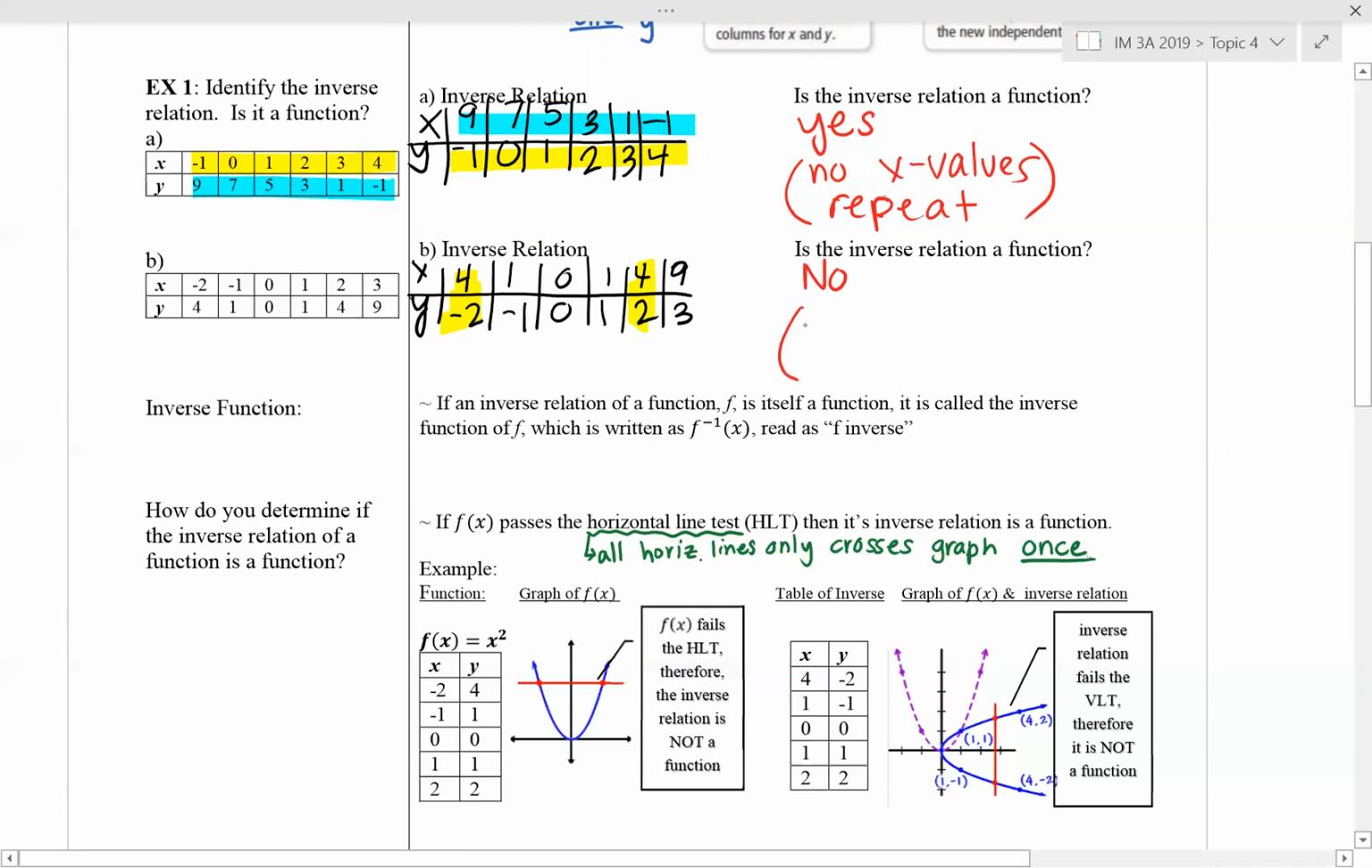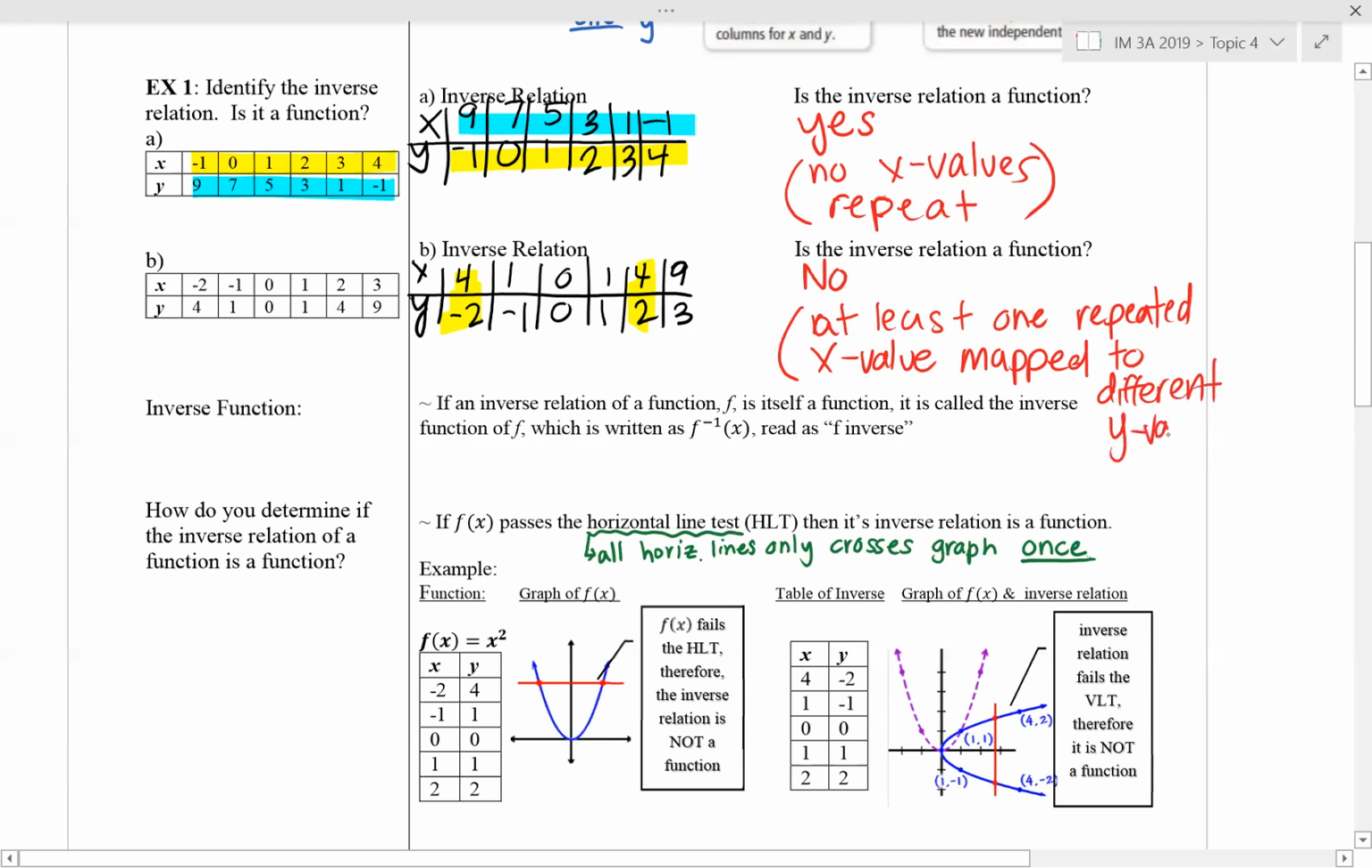And so really what we're looking at is repeated x values. Oh, I guess I should say at least one repeated x value mapped to a different y value. So that's what tells us that the relation is not a function.